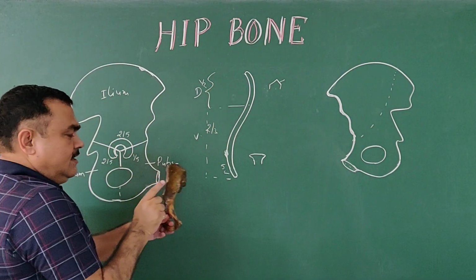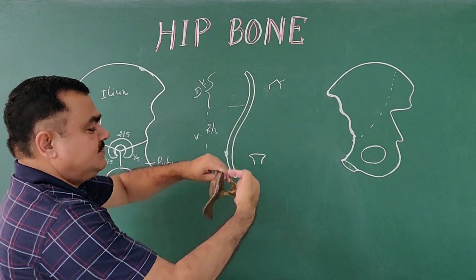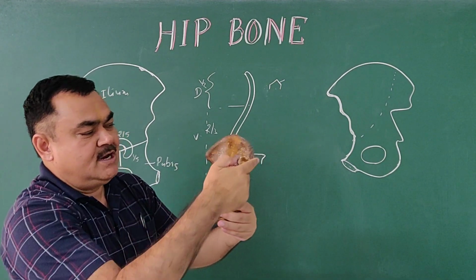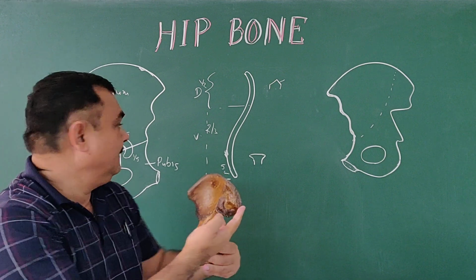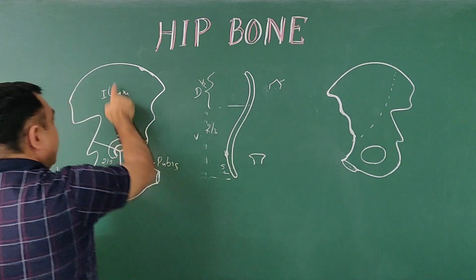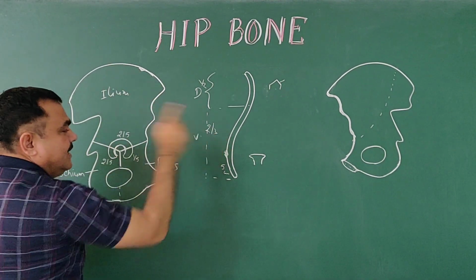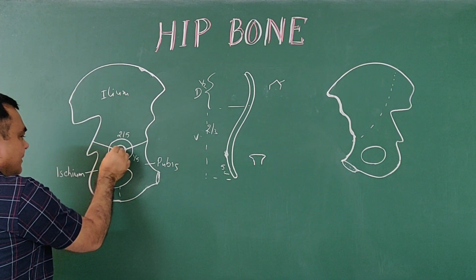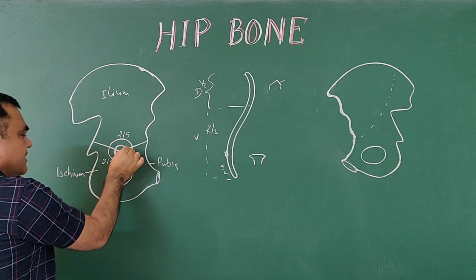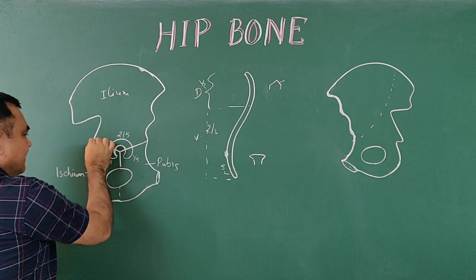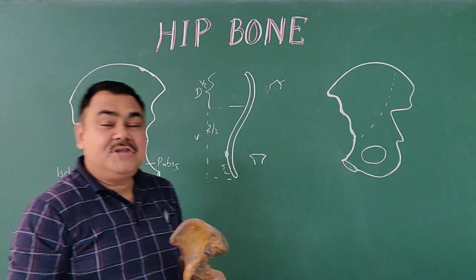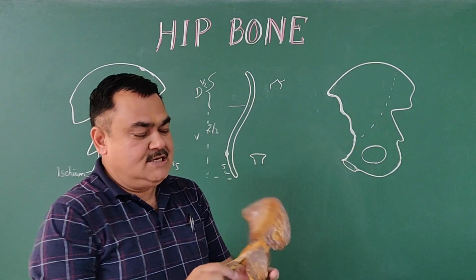Here is the anterior superior iliac spine. This is the posterior superior iliac spine. So this is the upper end, formed by the iliac crest. The lower end is formed by the 2/5 part of the acetabulum and adjacent part of the bone. This is the lower end. And it has 3 borders.